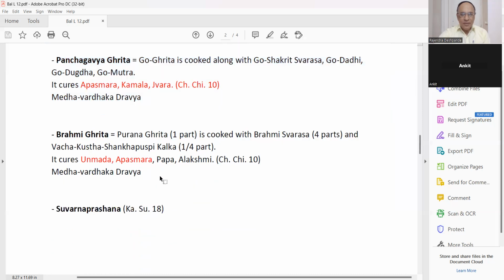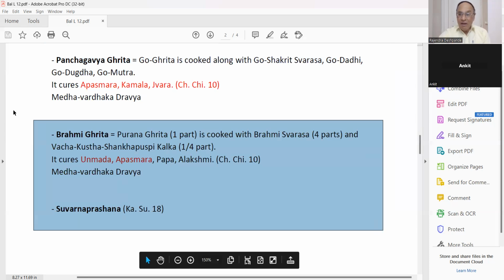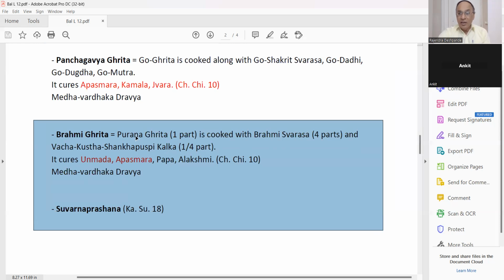Now we will go ahead. Brahmi Ghrita. We are talking about Lehan, licking. Brahmi Ghrita. This is again Charak Chikitsastan, chapter 10. Purana Ghrita, minimum 1 year old ghee, is cooked with Brahmi Svarasa, that is 4 parts, and Vacha, Acorus Calamus, Saudhnya Prabodhana, nerve tonic or nervine tonic, Kushta, Shankha Pushpi, Kalka. Kalka is like a paste, 1/4 part. Brahmi Ghrita is very useful as a brain tonic.